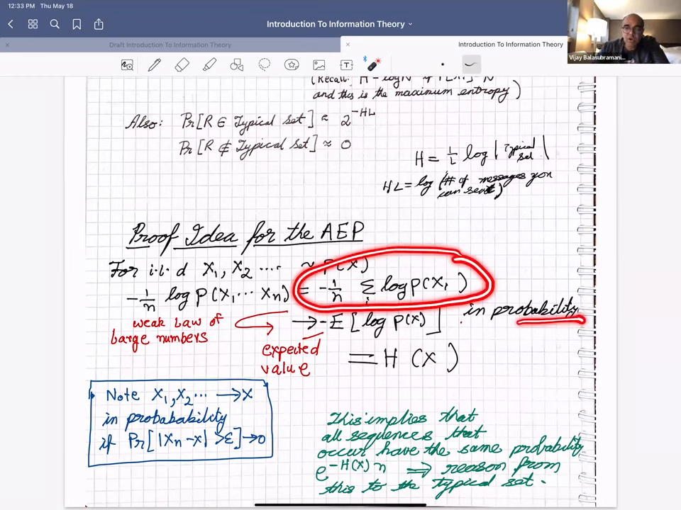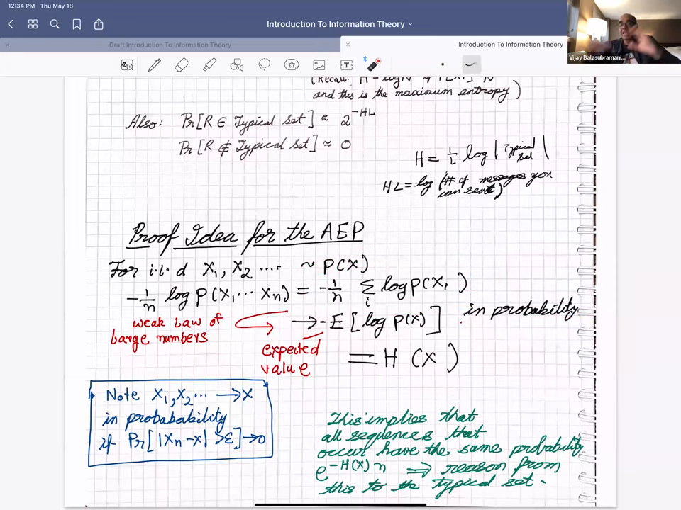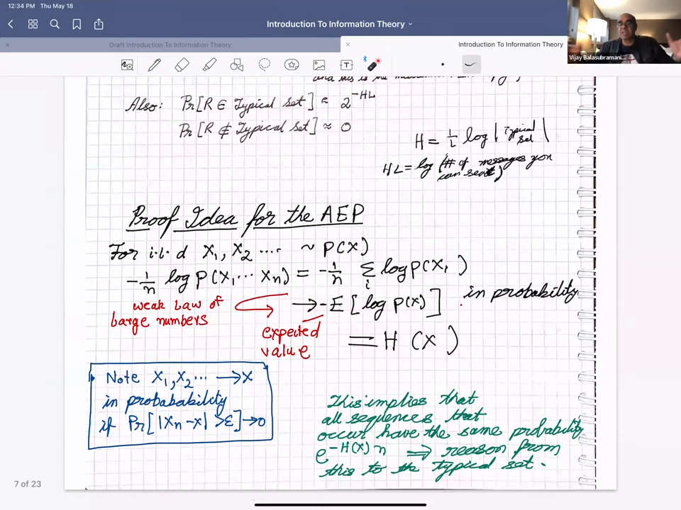With a little bit of work, you can show from this that all sequences that occur have the same probability. Namely, the log of the probability is the entropy. Since they all have the same probability, if you add up 2 to the H such sequences, it fills up the probability and there's no room for anything else to happen.